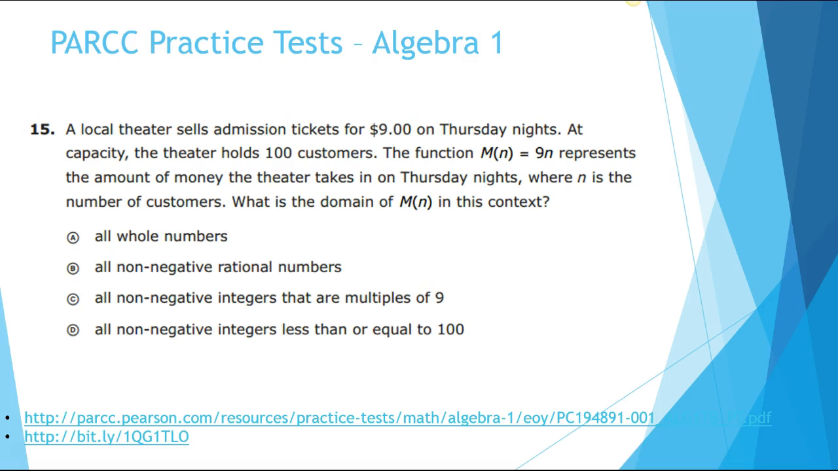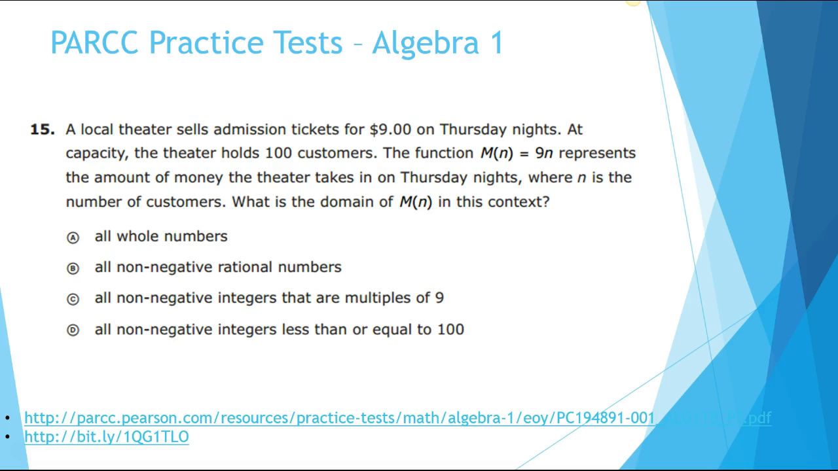At capacity, the theater holds 100 customers. So the function m of n equals 9 times n represents the amount of money the theater takes on Thursday nights, where n is the number of customers. What is the domain of m of n in this context?